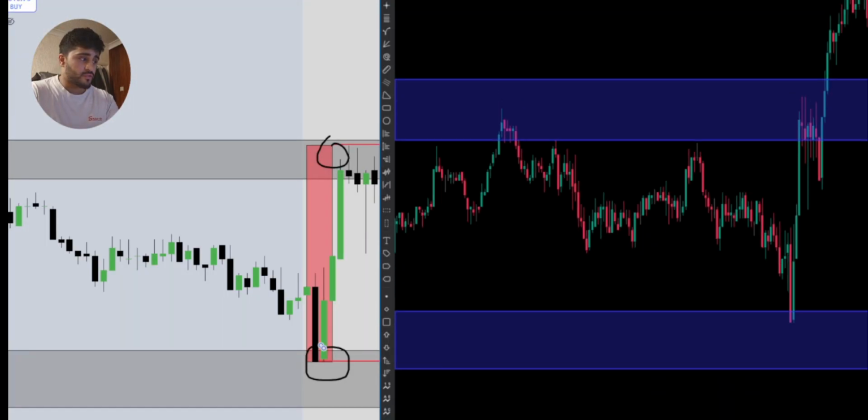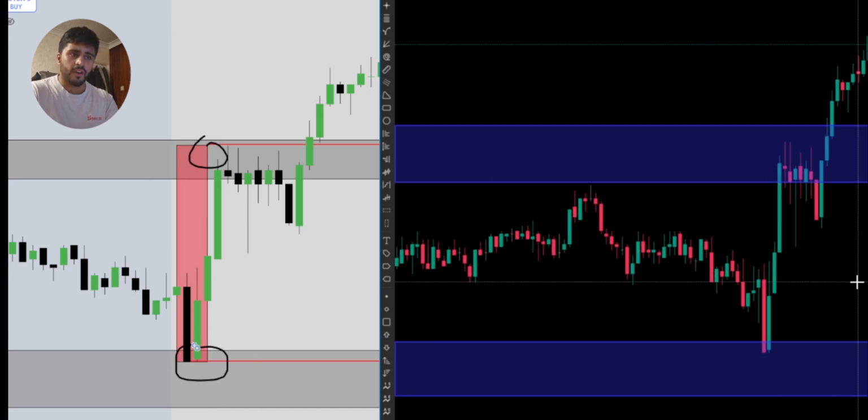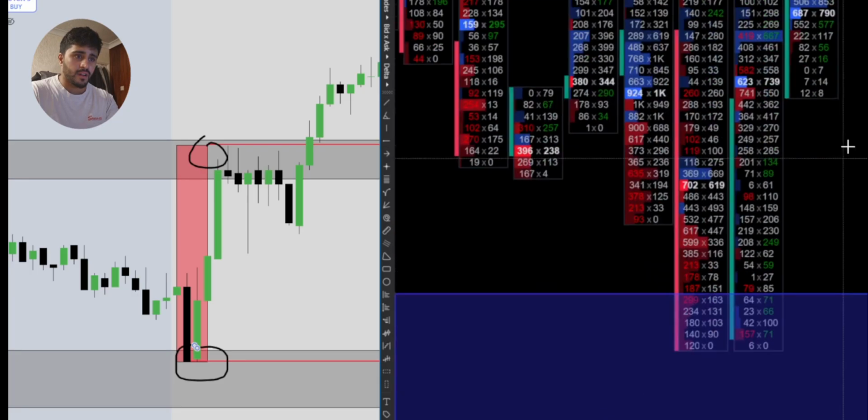So again, we had this rejection over here. You can see this 15-minute rejection here. Here's our 15-minute rejection, or our 5-minute rejection. Now, again, what's going on here? Was this a confirmed key level?